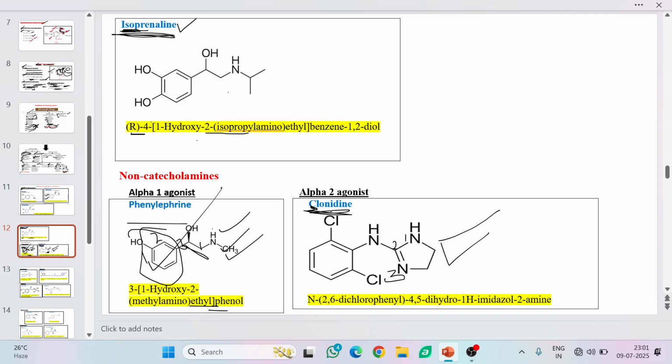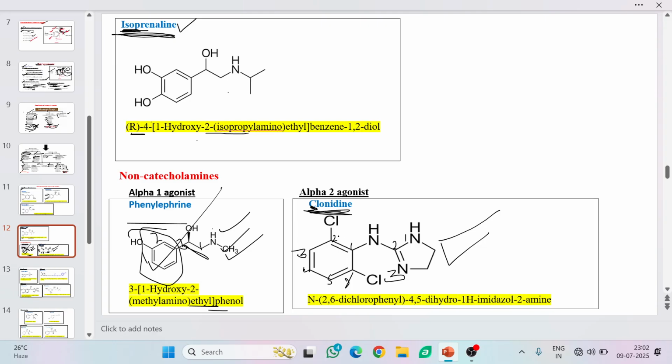Clonidine basically contains chlorine with this imidazole nucleus. So we will see the IUPAC name of clonidine. N in bracket, 2,6-dichlorophenyl. Firstly we will give the numbering from here: 1, 2, 3, then 4, then 5, then 6.